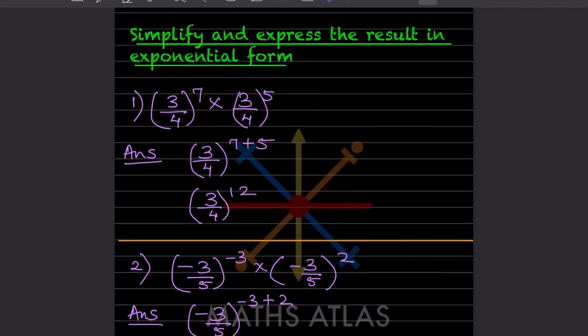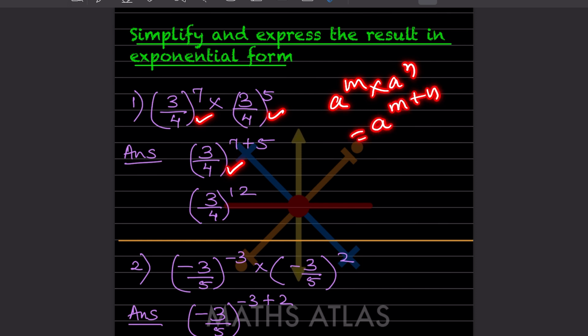Now simplify and express the result in exponent. So here this is given, this into this is given. So you have to simplify and write in the exponential form. So now look at here, the base is the same. So you are going to write it only once because you know a raised to m into a raised to n will be a raised to m plus n. So this base is the same. So you're going to add the exponent.